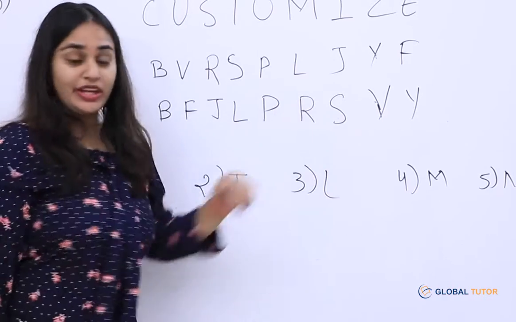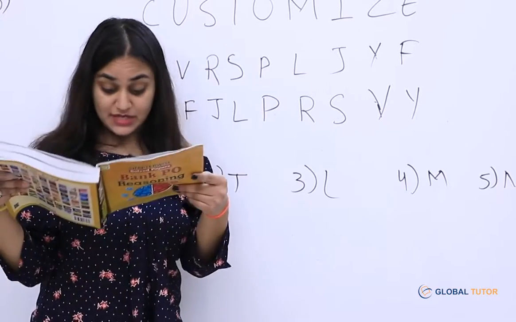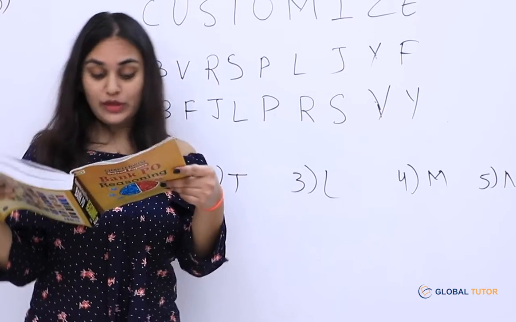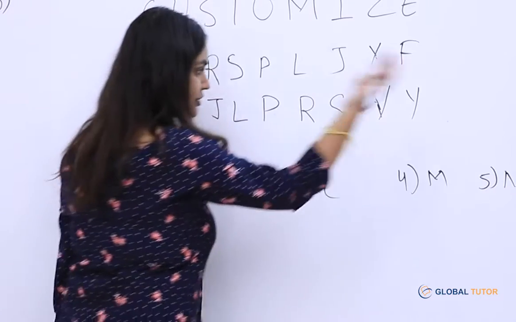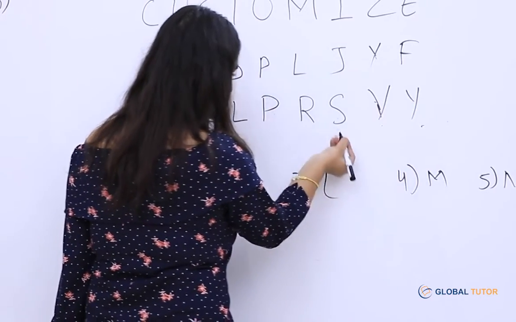So now finally we can move to the last part of the question. The last part of the question is, which letter will be fourth from the right? We talked about to and from. From the right means you start from here. So 1, 2, 3, 4. And there you have your answer. Finally, you see it in the options.